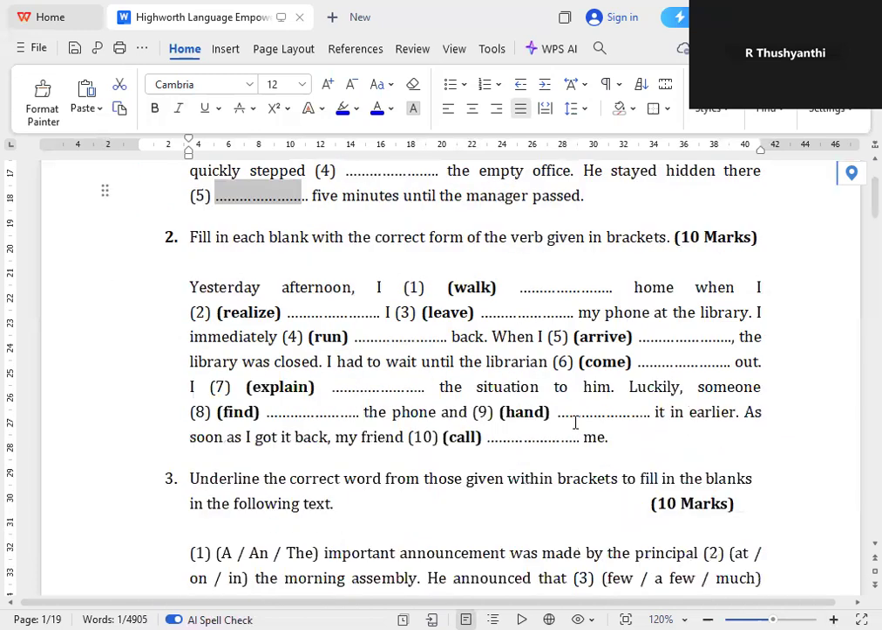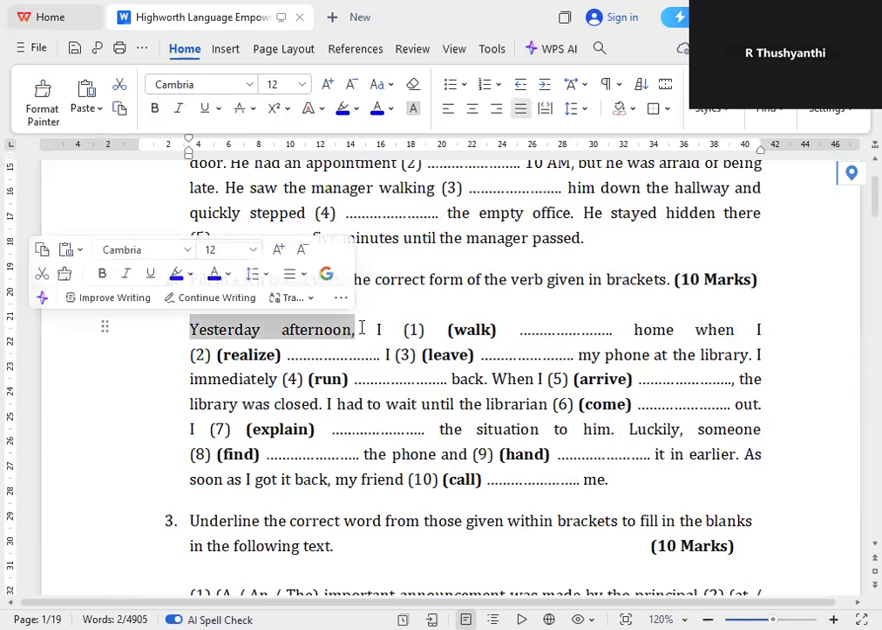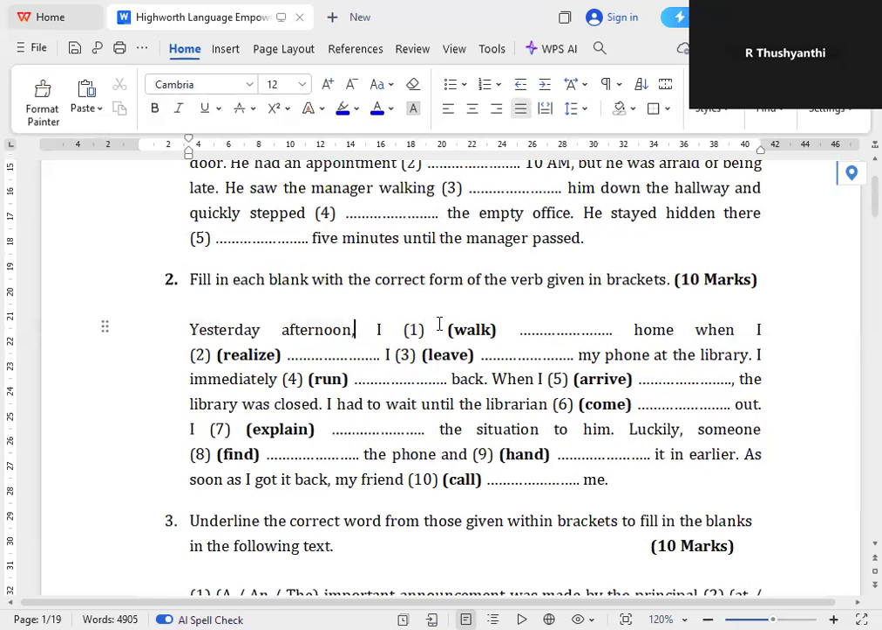Let's come to the second one. Fill in each blank with the correct form of the verbs given in the brackets. Yesterday afternoon, yesterday. So we are talking about yesterday, the previous day, so it should be in the simple past tense. I walked home when I realized. Yes, yesterday afternoon I walked home.